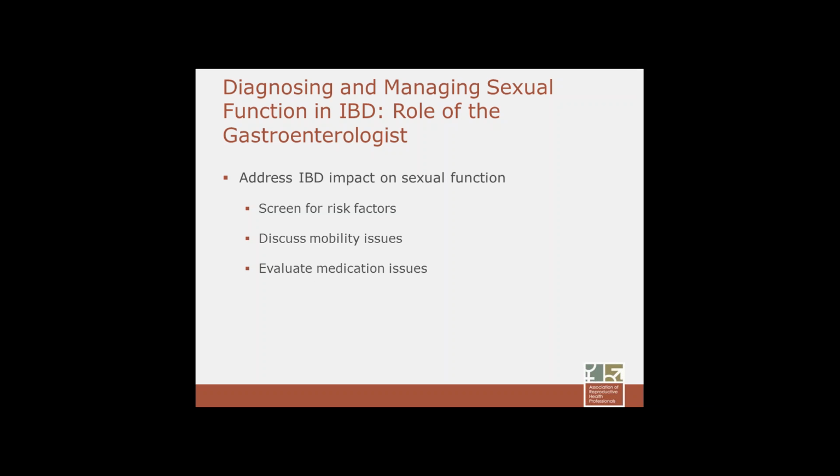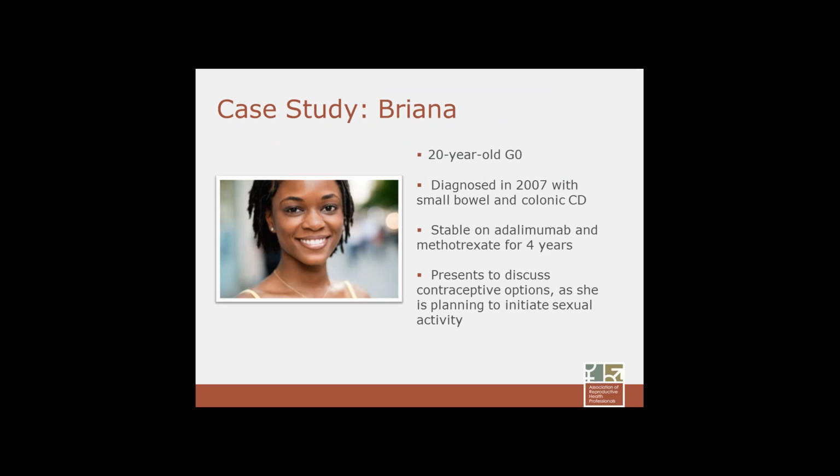So what do we do as gastroenterologists? We have to screen for risk factors, and basically that means screening for depression. We have to discuss mobility issues. Can patients move around, and would that put them at risk for not being able to enjoy or engage in sexual activity? And then evaluate medications to see whether there was an effect on not just their disease, but on their menstrual cycle, on their ability to be aroused and enjoy sex, and also what that's doing to their potential fertility.